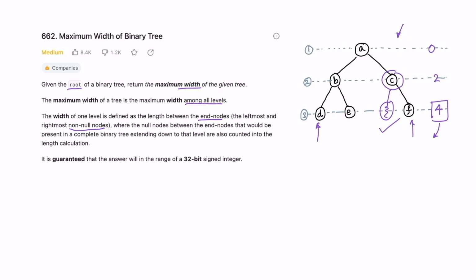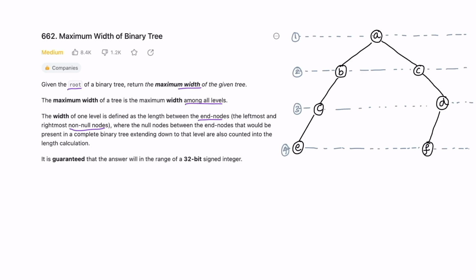Let's look at another example. Here is a different example. To find the width at each level, we have to first convert this tree into a complete binary tree. This is the complete version of the same tree. So the width at level 1 is 0 because there's only one node. Width at level 2 is 2, level 3 is 3, and level 4 is 7. We did not use the null node over here because the leftmost and the rightmost nodes have to be non-null nodes. So we can get rid of this null node at the bottom right. And we return 7 because that's the maximum width.